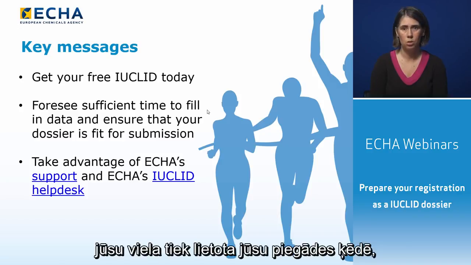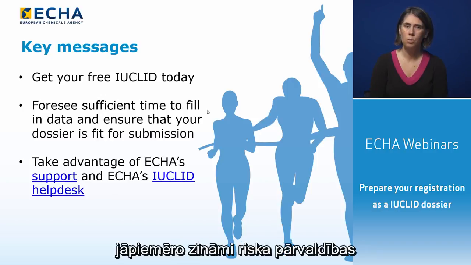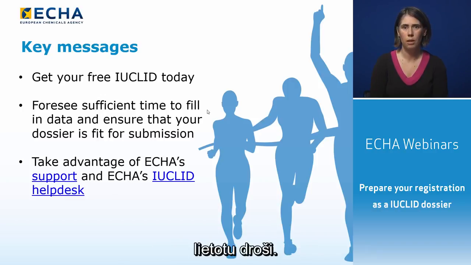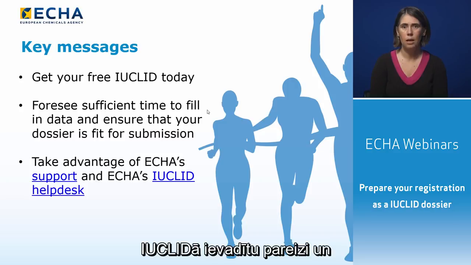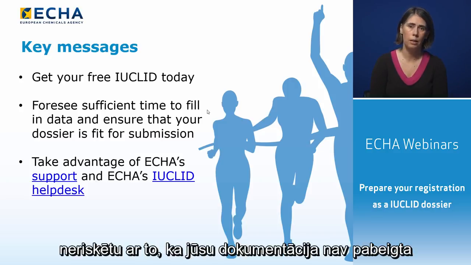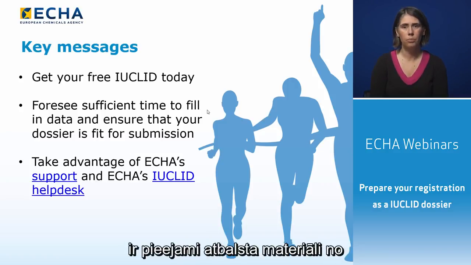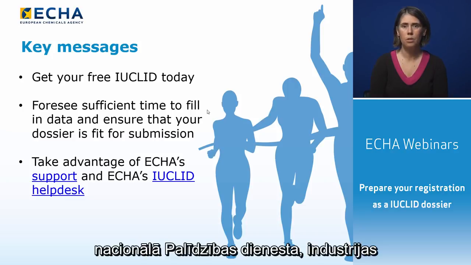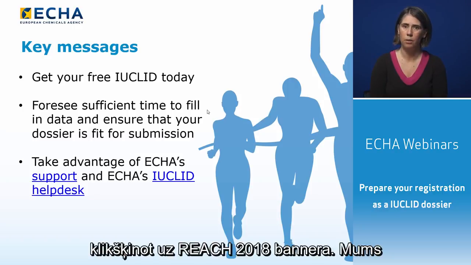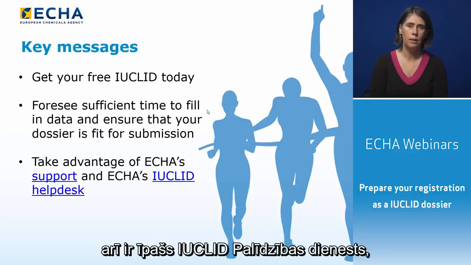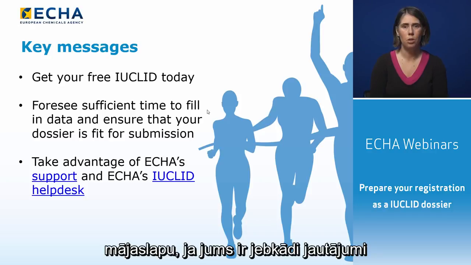Your IUCLID dossier needs to show that you know your substance and the hazards associated with your substance. You know how your substance is used in your supply chain, and that you have put in place and communicated the risk management measures needed to use your substance safely. It is important that you enter all this information correctly in IUCLID and not risk that your dossier is found incomplete or incompliant. And remember that support material is available from our national help desk and from industry associations, and from the ECHA website by clicking on the Reach 2018 banner. We also have a specific IUCLID help desk, which can be contacted via the ECHA website if you have any questions about IUCLID.